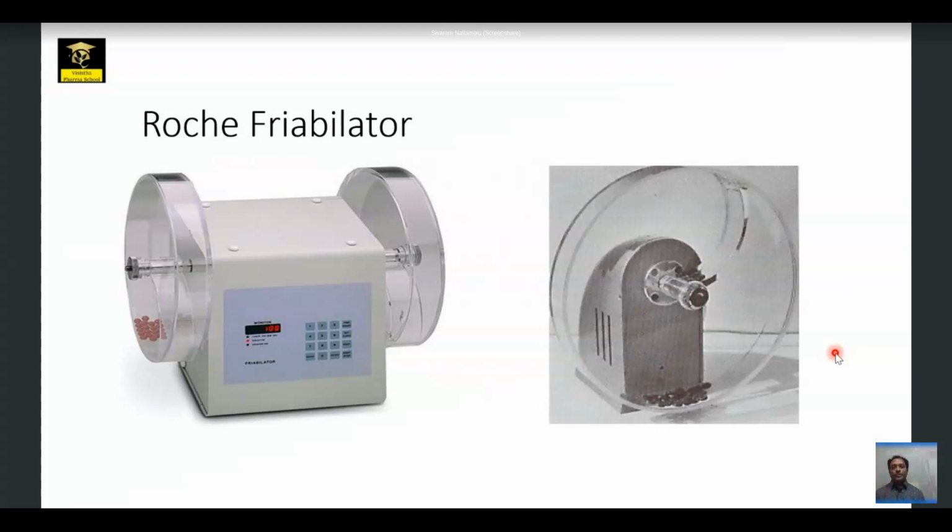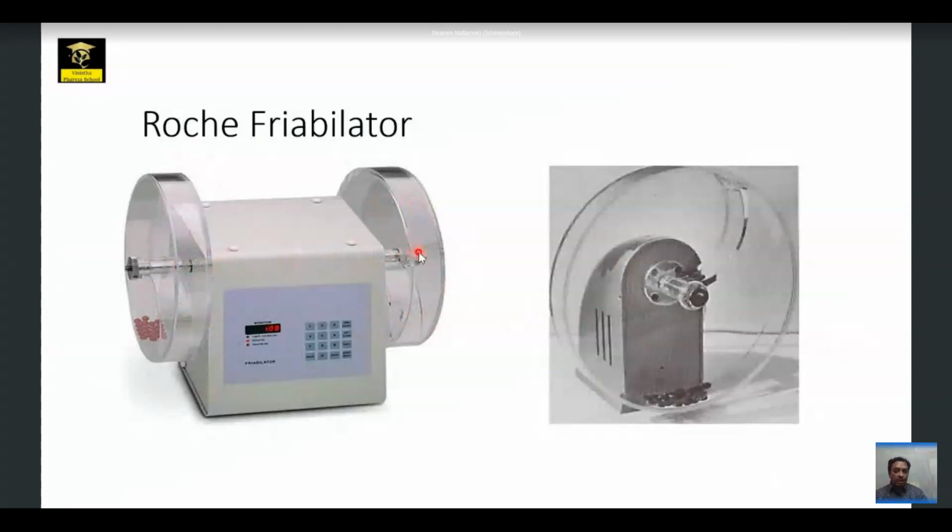Okay, so let us see. The friability test is done by the instrument known as Roche friabilator. This is one of the Roche friabilators. If you see here, this is the control panel, and here these are the two chambers. That means you can take sample one in one container and sample two in another chamber.